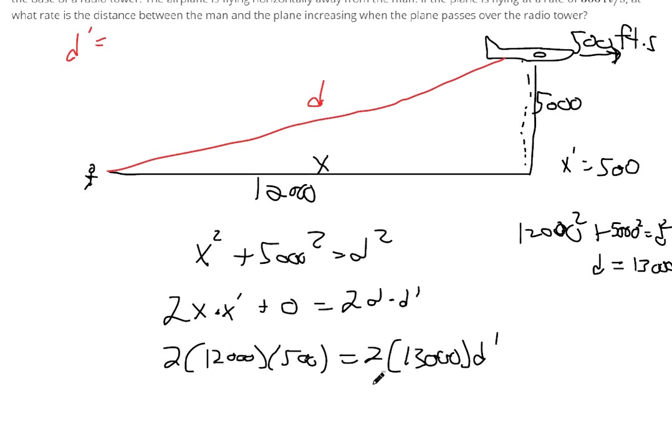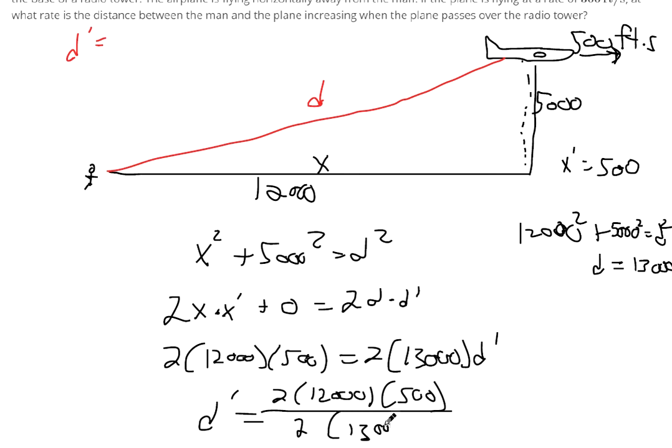And now you just have an equation to solve to get D prime by itself. The rate of change of the distance the person is from the plane, that diagonal distance, is going to be 2 times 12,000 times 500, divide, oh, is that 500? Yeah, it's 500 because X prime. Divide by 2 times 13,000. And the rest of that's just algebraic simplification.